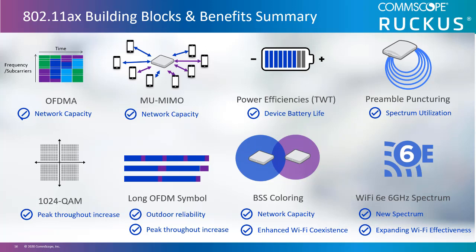This is made possible by a range of technologies, such as OFDMA, multi-user MIMO with 8 uplinks and 8 downlinks, target wake time, 1024 QAM, long-distance OFDM symbol, BSS coloring, and increased frequencies. These technologies will play a critical role in helping Wi-Fi evolve into a collision-free deterministic wireless technology as the IEEE looks to integrate future iterations of these mechanisms into the wireless standards to support the future of Wi-Fi and beyond.